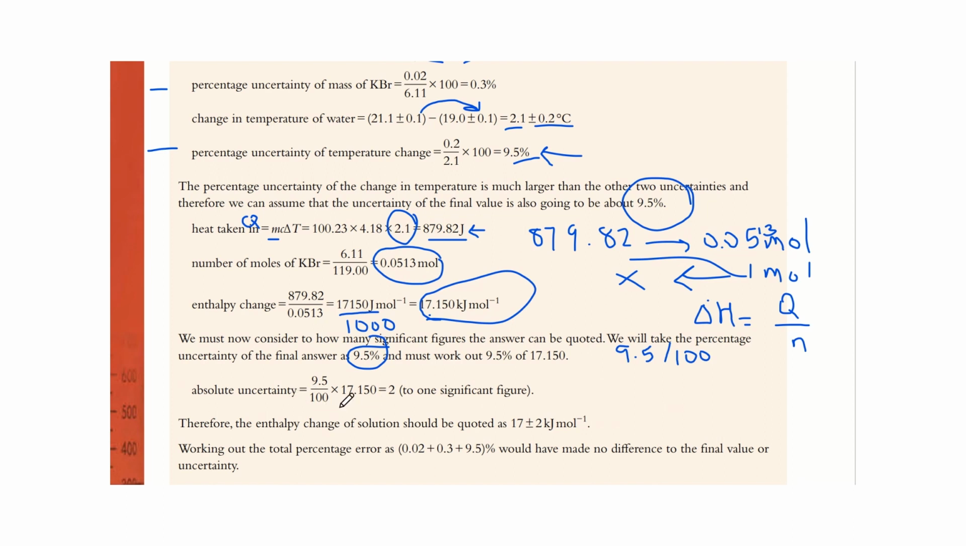Okay, so this is how they got that. You divide 9.5 by 100 because that's 9.5%, so it's over 100. And if you multiply that by 17.15, you get 2. So it's to one significant figure. That's the answer that you got. So then the number is going to be 17 plus or minus 2 kilojoules per mole.